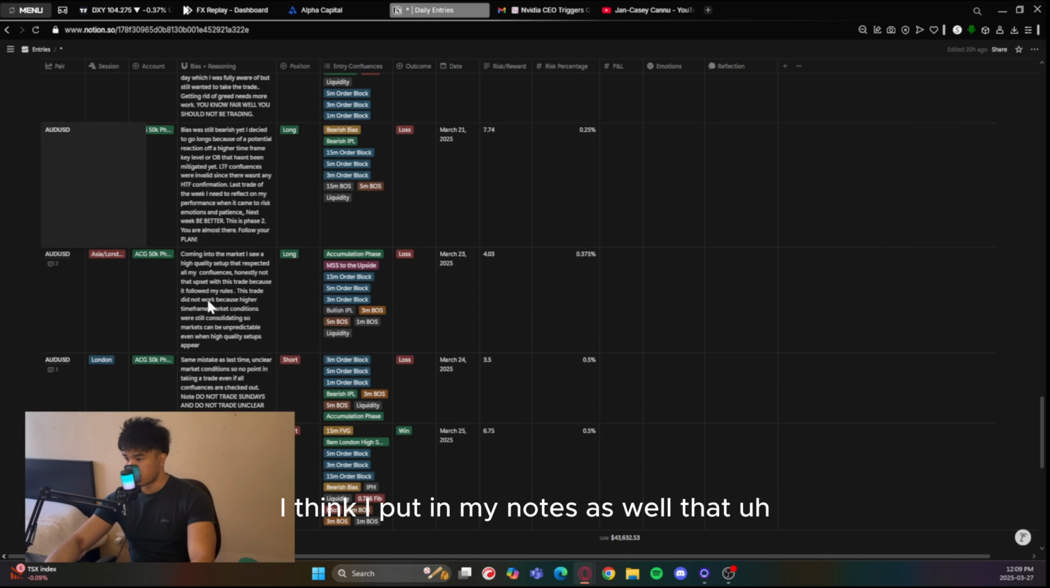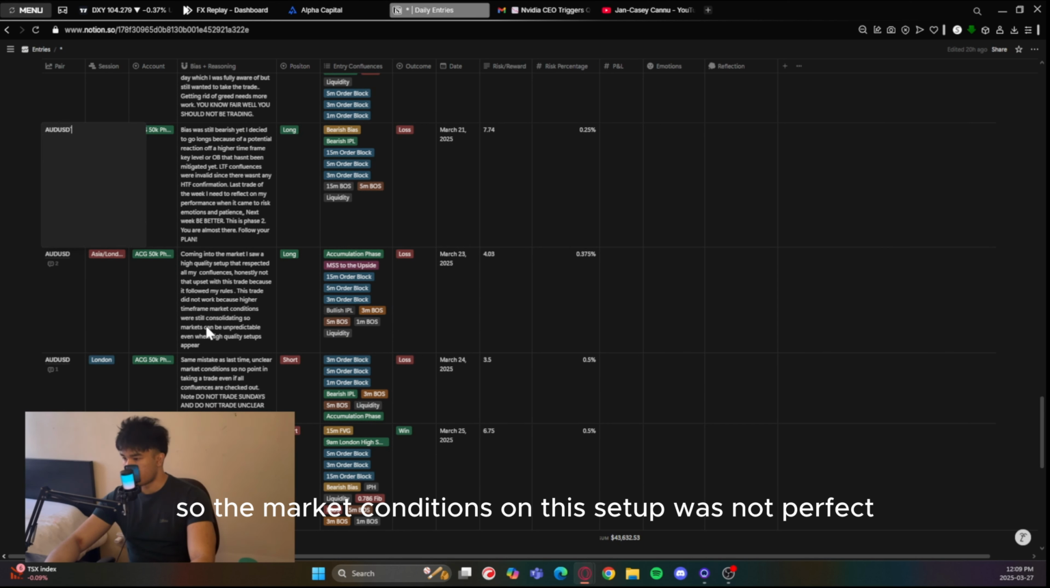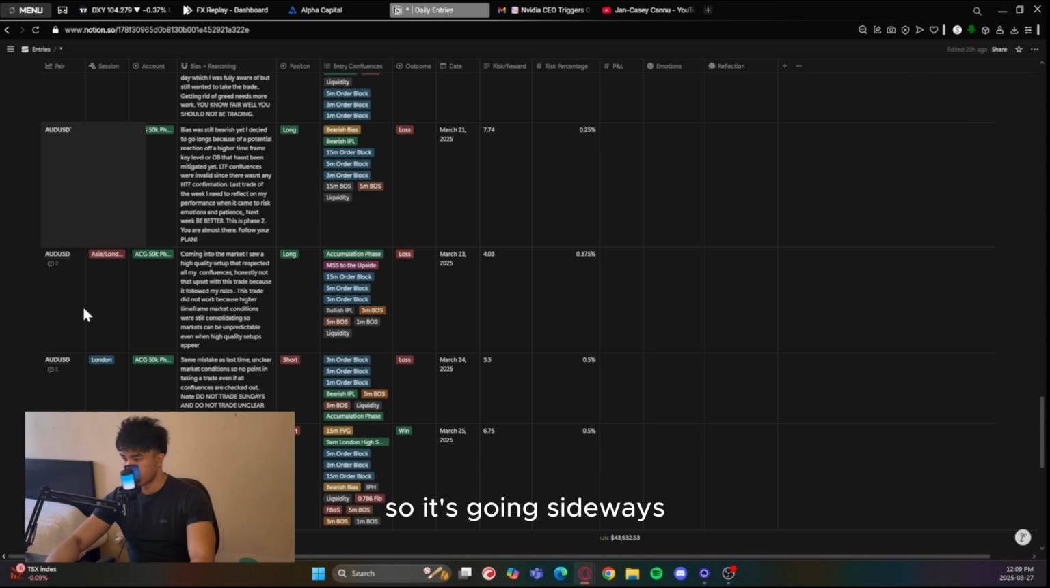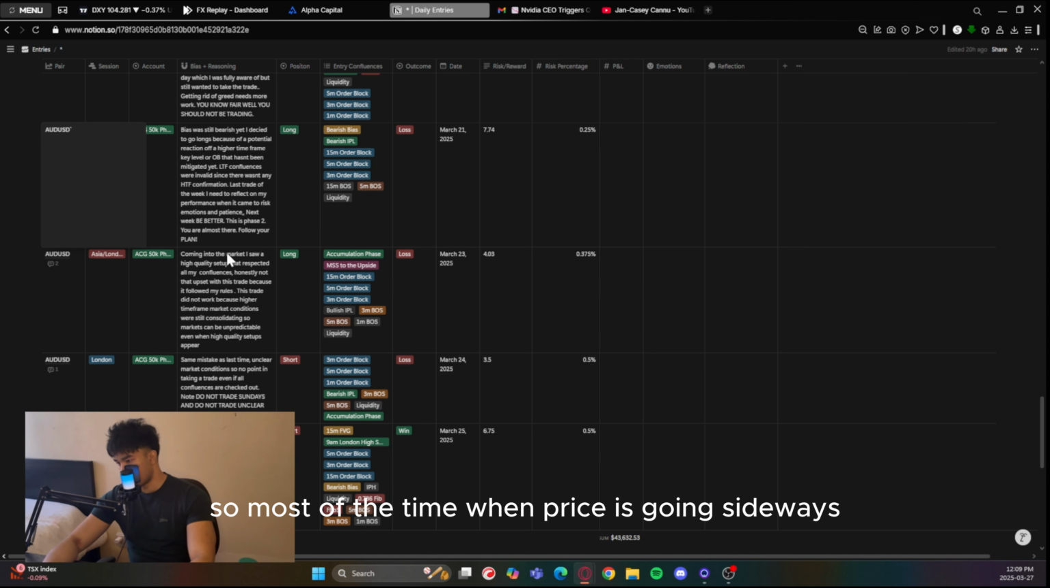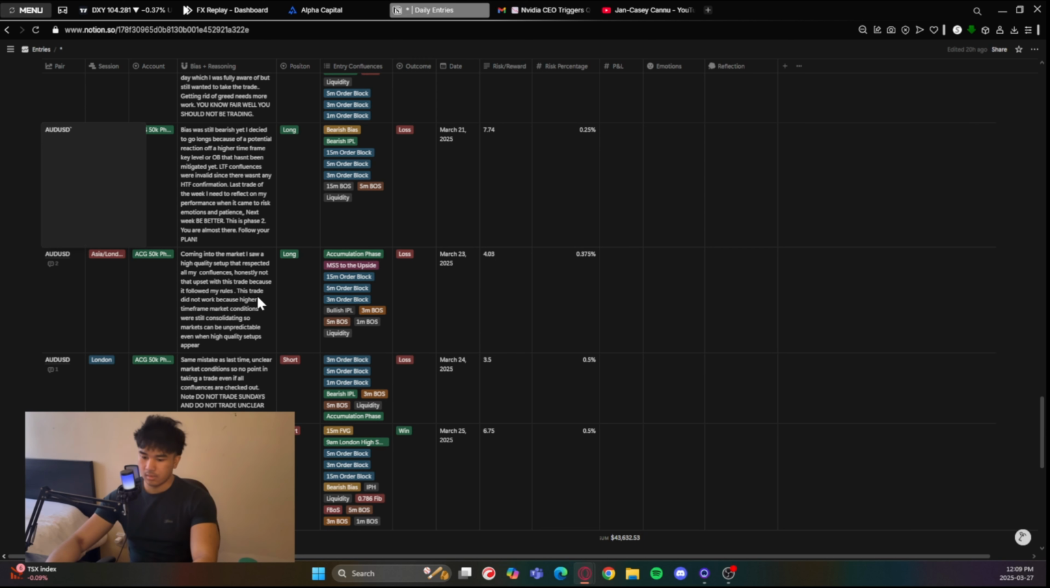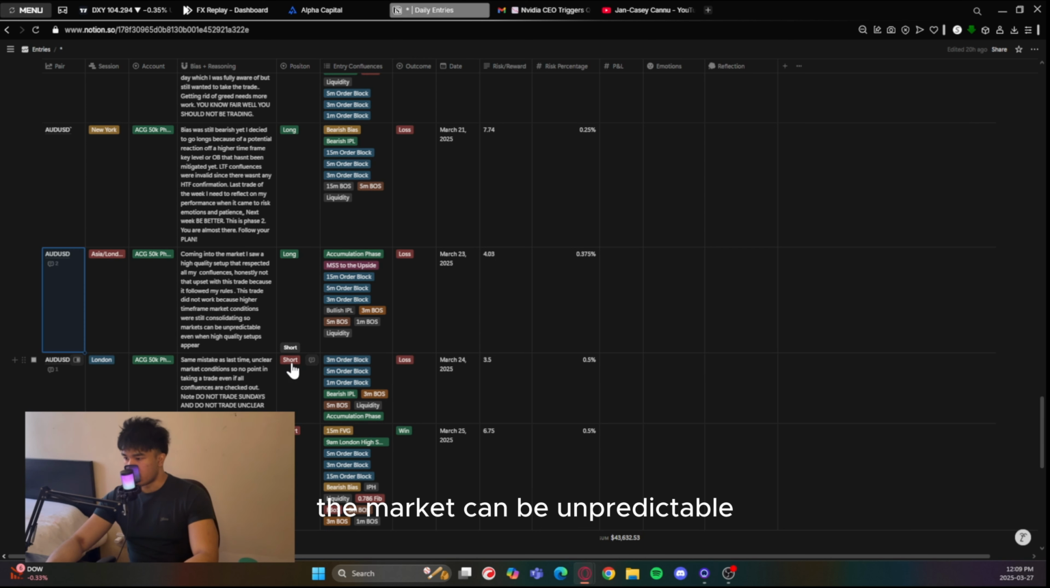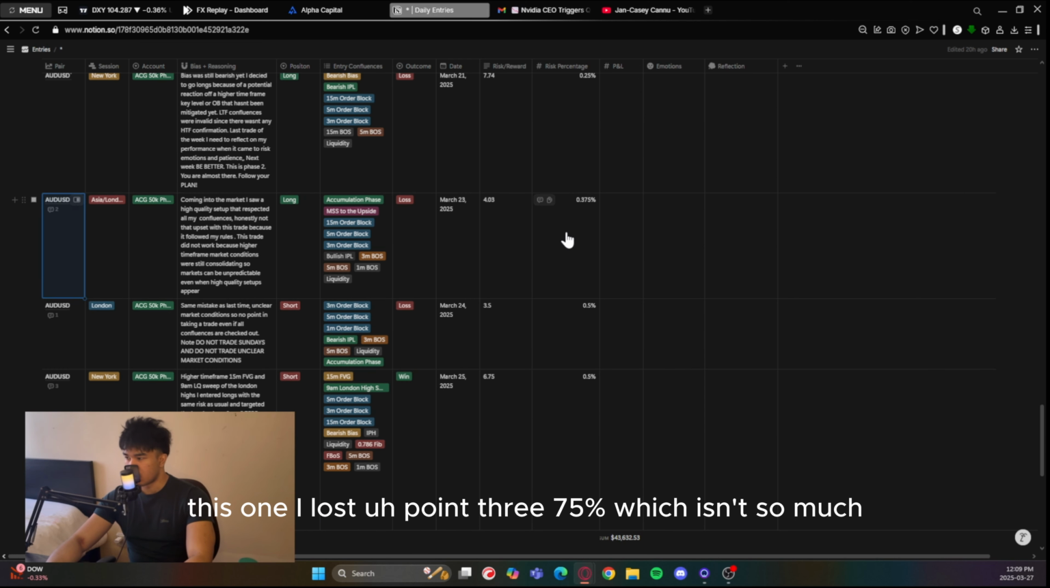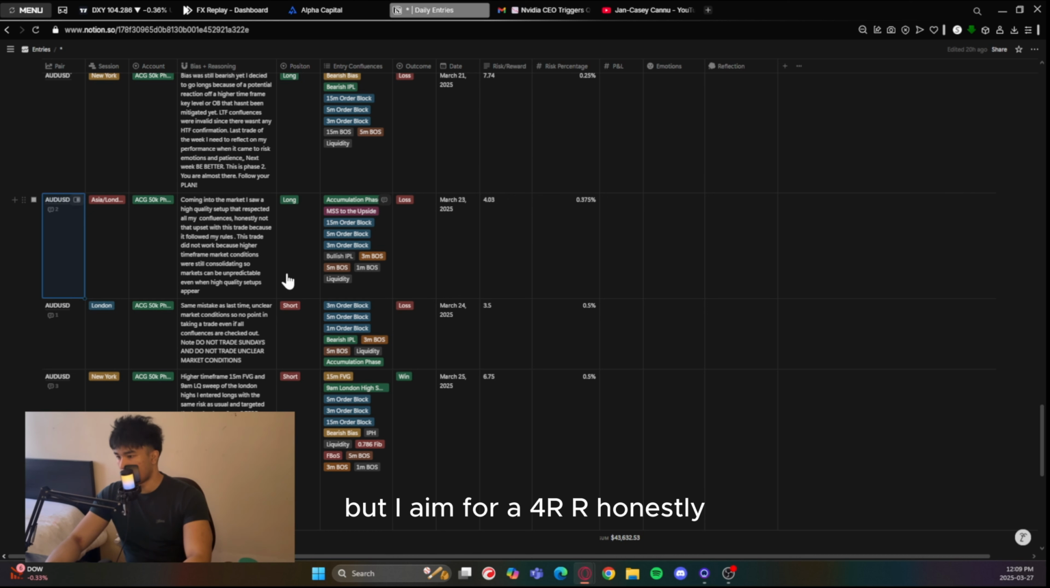I think I put in my notes as well that the market conditions on this setup were not perfect, because it was still consolidating, so it was going sideways. Most of the time when price is going sideways, the market can be unpredictable, especially if you have all your confluences. Anything can pretty much happen if you don't have a clear bias on the higher time frame market. This one I lost 0.375%, which isn't so much, but I aimed for a 4RR.